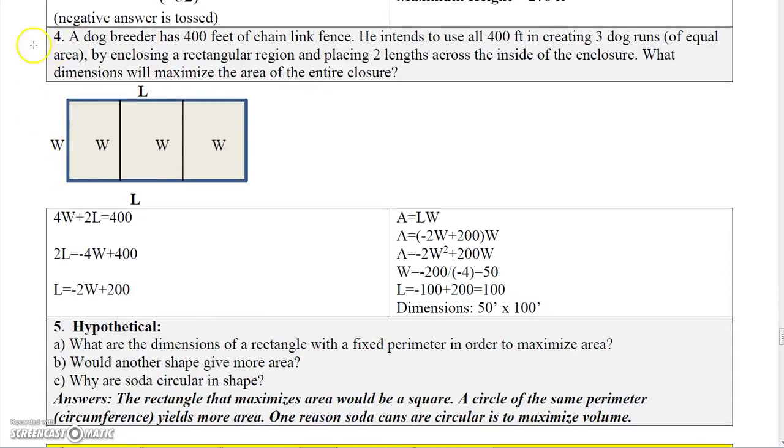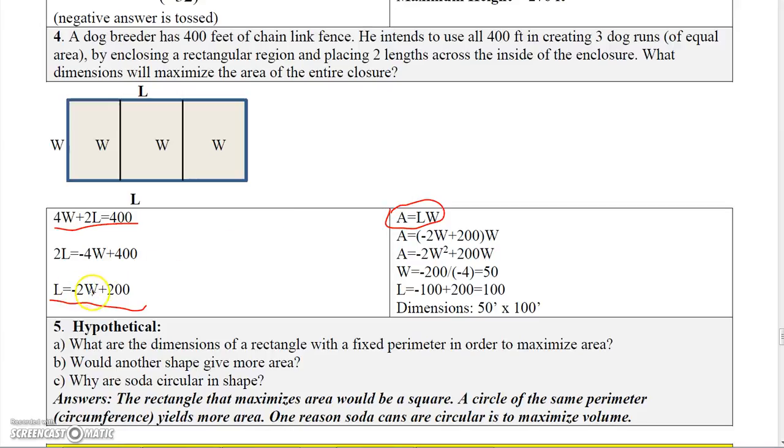Here's another one that you can look at and read on your own. Just to make a long story short, we know that this particular fencing has 4 W's here, 4 pieces of fence going this way, and there's 2 pieces of fence here. So we know that 4W plus 2L has to equal 400. But if you solve for L from that formula, you get L equals minus 2W plus 200. We're asked to actually maximize the area. Area is L times W.